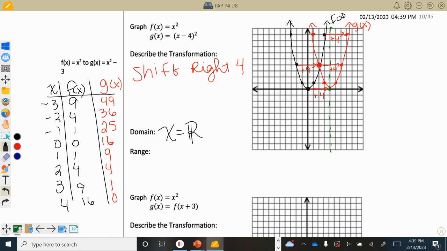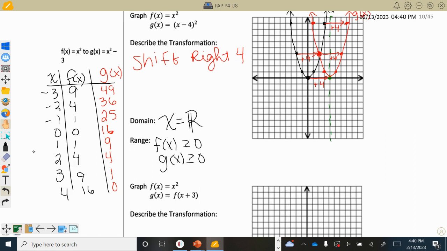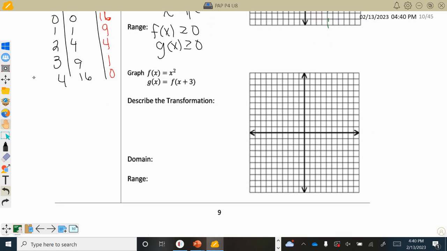Because it's just the equation. We don't have a situation attached. Now our range on our parent function is f of x greater than or equal to 0. On our new function, again, my minimum is at 0, so it's not going to change. My range is still g of x greater than or equal to 0. If it's just a horizontal transformation, moving left or right, it's not going to change your range.